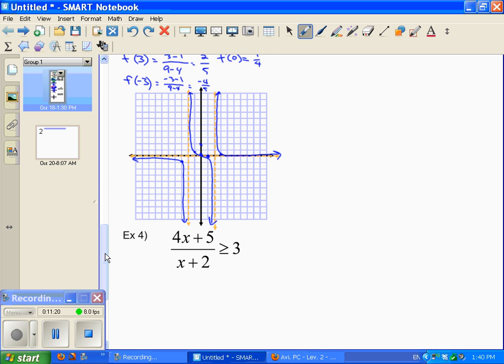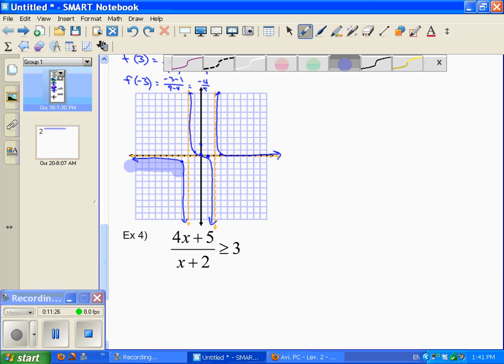So where am I shading? Below all of those. Everything has to get shaded below. So I have to go below this line, below this one in that section, and then I also have to go below this one in that section. Would you also shade that? This is going to go right up in here.